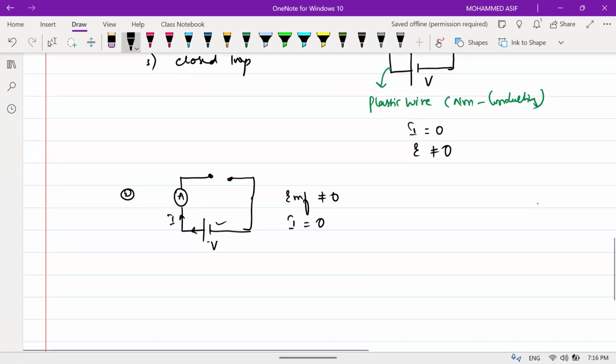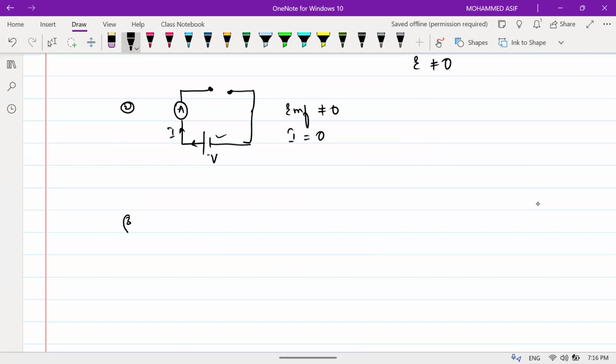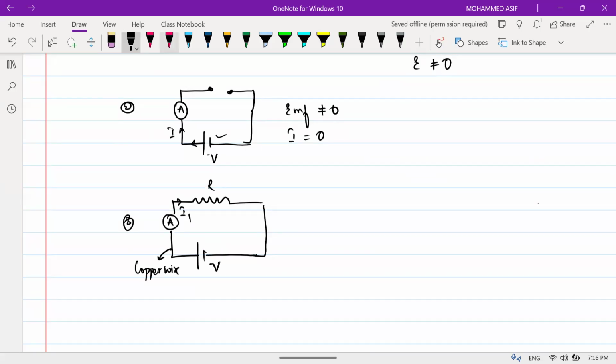Now tell me the answer for this one. Say for example, there is an ammeter, there is a resistor, there is a potential positive and negative, and this is made up of copper wire, and we are applying the potential. Will the current flow in this one, beta? This is I1 and this is resistance R. Current will flow, beta? Yes, sir.